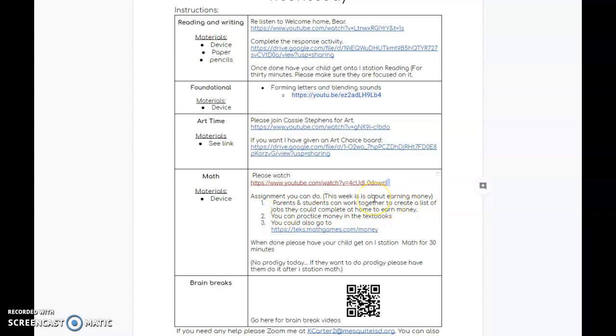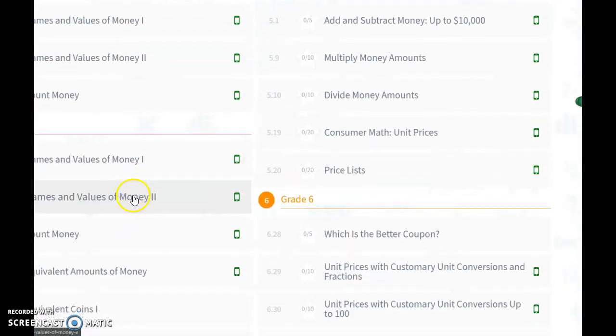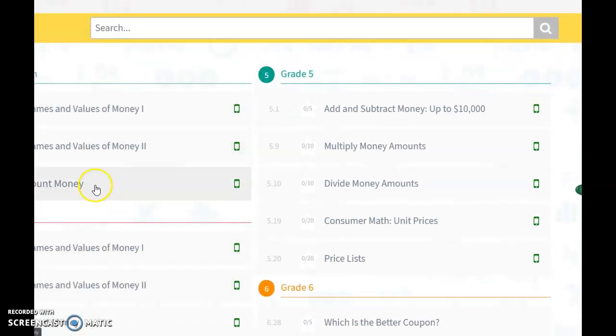Now, there are 3 different ways you can do this. You can either have your child work together to create a list at home that they could earn money for doing. Practice money in either the version 1 or version 2 textbooks, or you could go to teeks.mathgames.com/money and you can pick one of these at grade level activities.